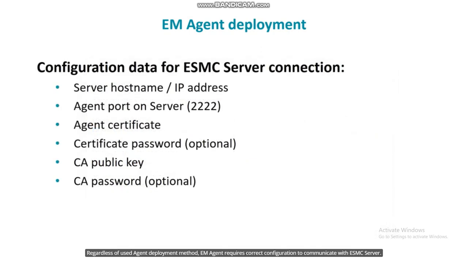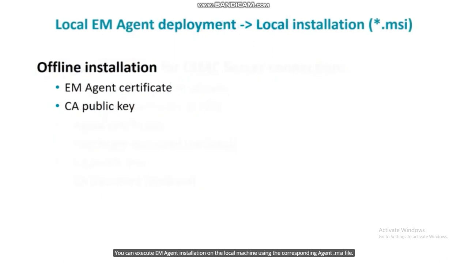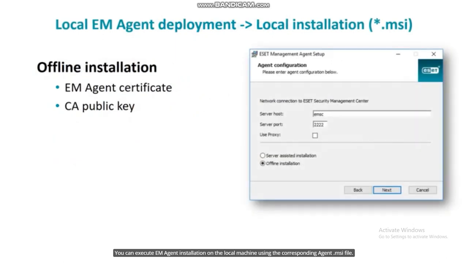Regardless of used agent deployment method, EM agent requires correct configuration to communicate with ESMC server. Following are the mandatory and optional configuration items for EM agent. They include a server hostname or IP address, agent port, agent certificate, certificate password, certification authority public key and certification authority password.